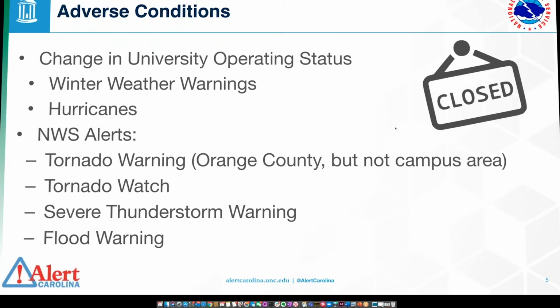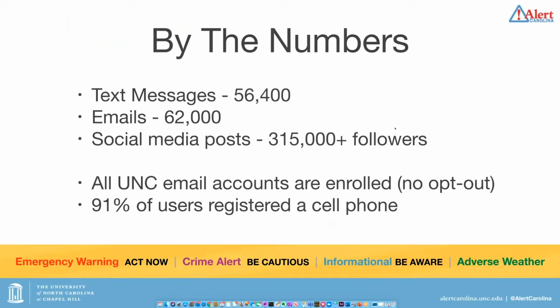So the Alert Carolina system, as Jessica mentioned, we have right now about 56,000 users that are subscribed for text messages. We have a total of a little over 62,000 users in the system, and that is essentially every student, faculty, and staff member of the university.